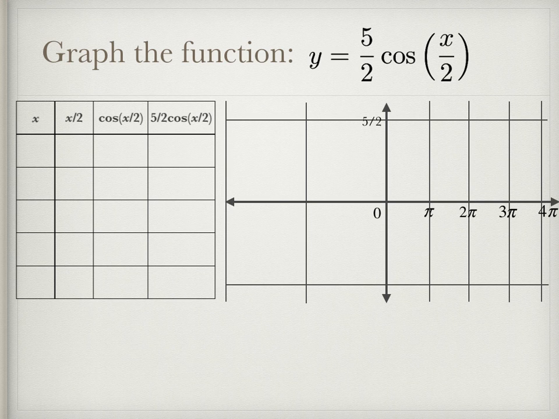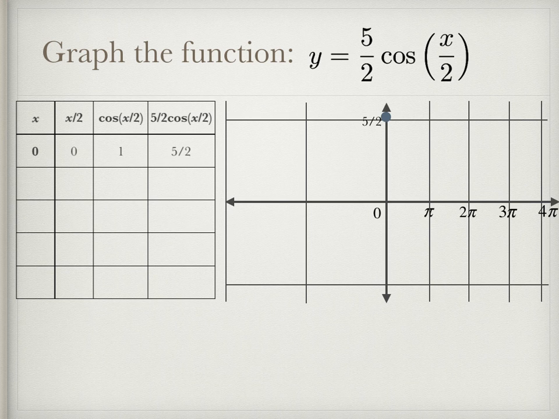And I will take the cosine of x over 2, and then 5/2 times that value. So my first input is 0, which when I divide by 2 is still 0. The cosine of 0 is 1. 5/2 times 1 is 5/2. So I'm going to start with my first plotted point of 0, 5/2. As you know, the cosine curve starts high and ends high.